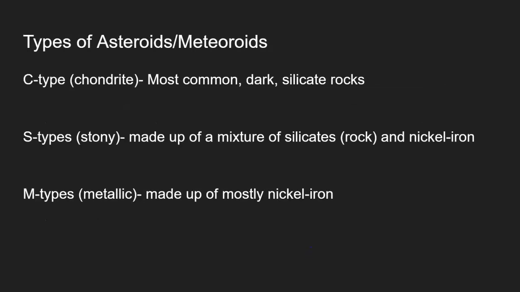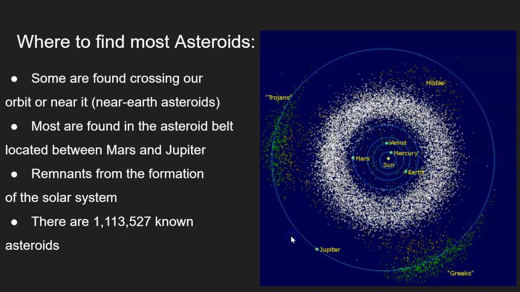Okay, there are a few different types. C-type, these are the most common. These are called chondrites. They are dark and they're silicate rocks. They're basically rock. S-types are stony, made up of a mixture of silicates, which are rock, and nickel iron. Nickel iron is a metallic alloy, essentially. It's basically a little bit of nickel, a little bit of iron mixed together. Then there are the M-types, where they are considered metallic, and they are almost all nickel iron. So these are the ones that are a little bit more rare.